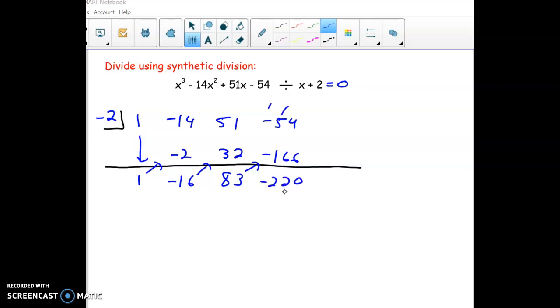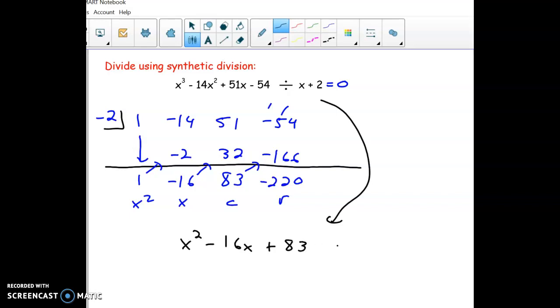All right, and so we get negative 220. Okay, and again, this is our answer. So going right to left, the last thing is our remainder. It's our constant, our x term, and our x squared. So in the end, when we divide these two, the exponent lowers by 1. So now we have a 1x squared, a 16x, a constant of 83, with a remainder of negative 220.